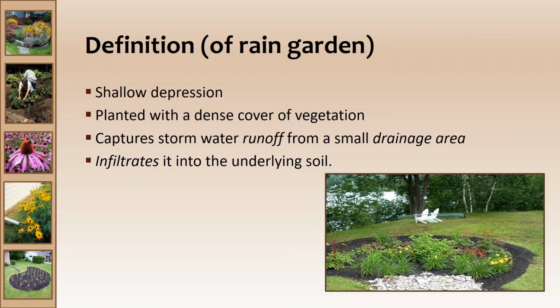So as far as the standard itself, the definition of a rain garden is the first thing it hits on, and it's got 4 key components. It's a shallow depression planted with a dense cover vegetation. It captures stormwater runoff from a small drainage area and infiltrates it into the underlying soils. You'll see the italicized words throughout the presentation. That means that those terms are further defined in the standard itself.